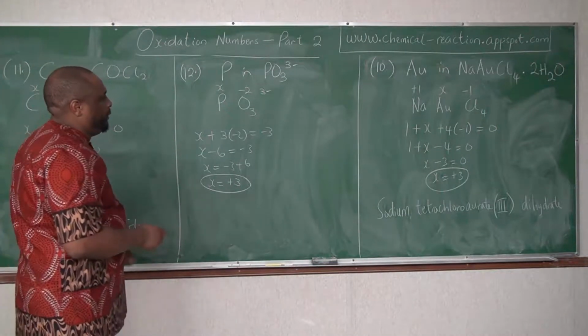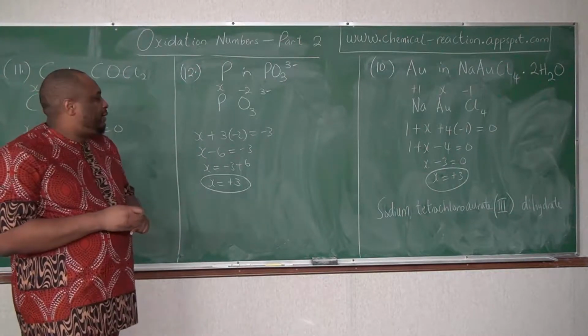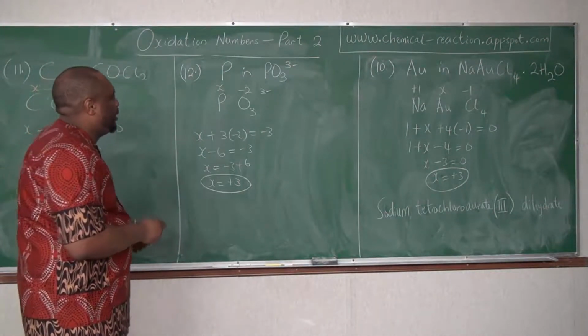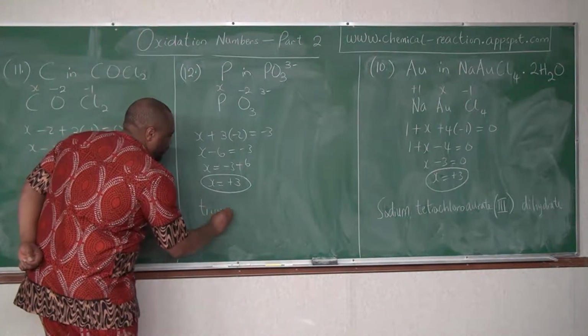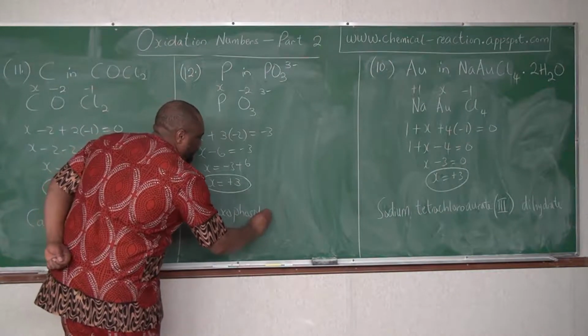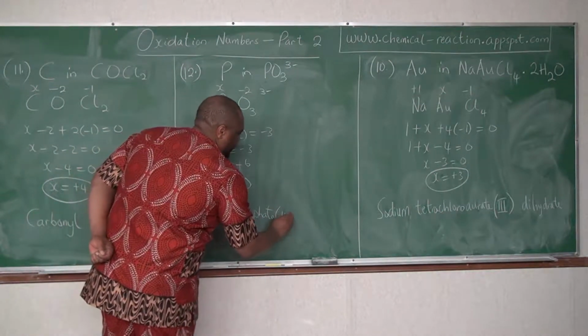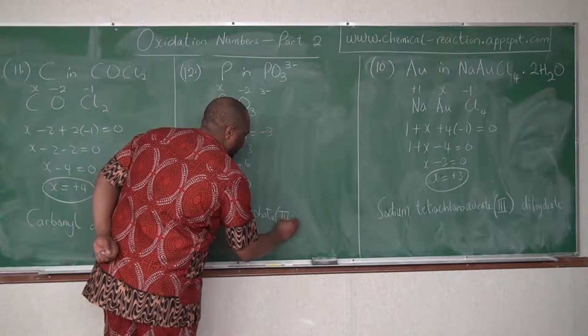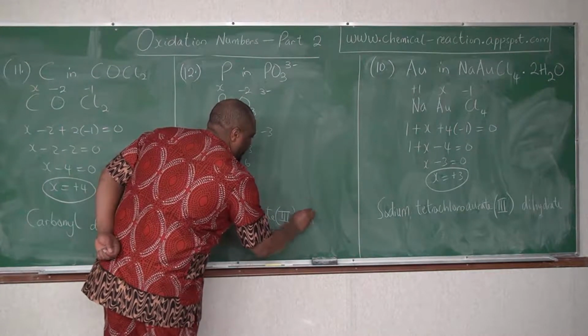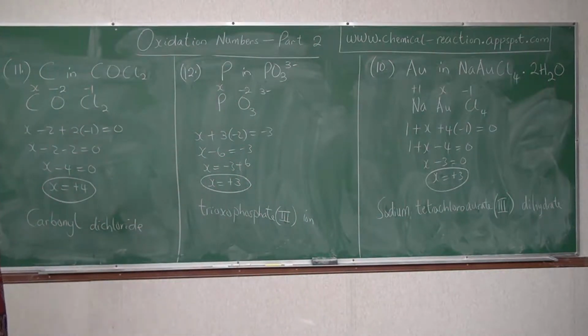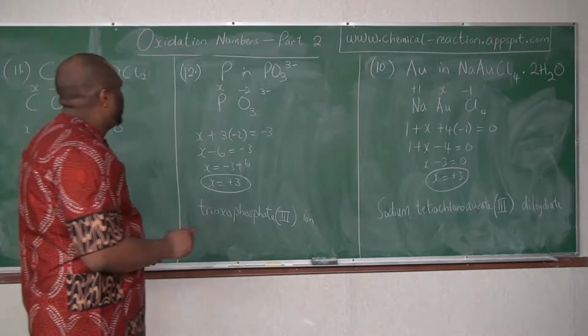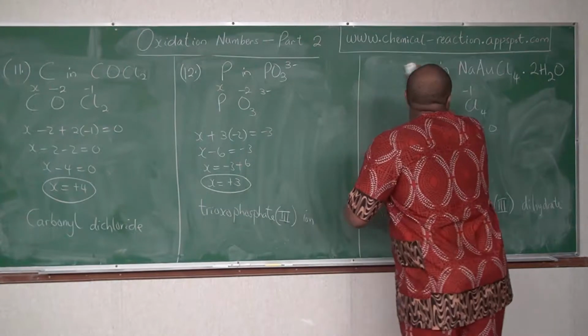So if we name this using IUPAC nomenclature, this will be trioxophosphate(III) ion. Okay? Question 13.